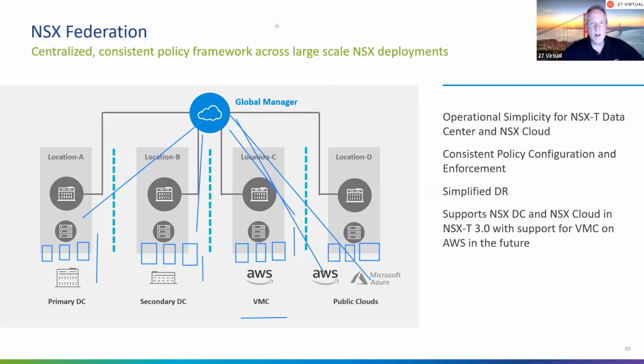The thing that's not shown here in this graphic is that we'll have basically 2 sets of global managers. There'll be 3 global managers at, say, location A. And then we'll have a set of standby global managers.